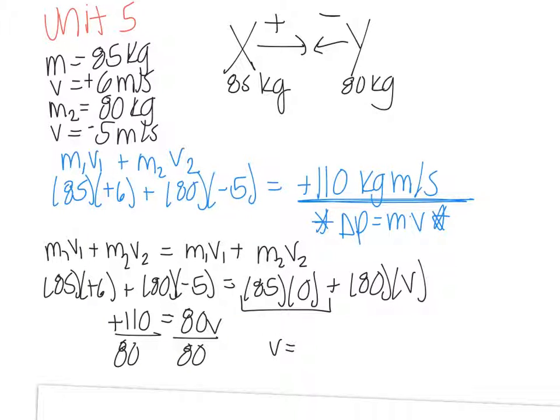You're going to get a velocity, which is a vector, positive 1.38 units of meters per second.